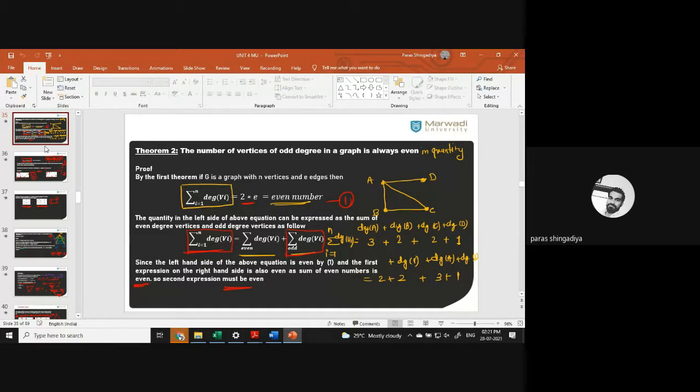Okay, for example, here is a graph. How many vertices are there? 4 vertices. Yes. What is the degree of each vertex? A has degree 3, B has degree 2, C has 2 and D has 1. Okay, so here I have mentioned the degrees of A, B, C and D. That is 3 plus 2 plus 2 plus 1. This sum is given here.